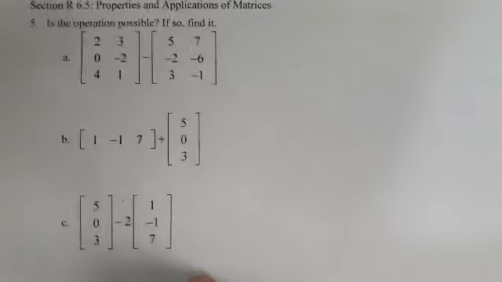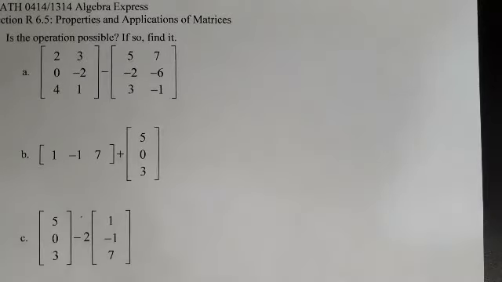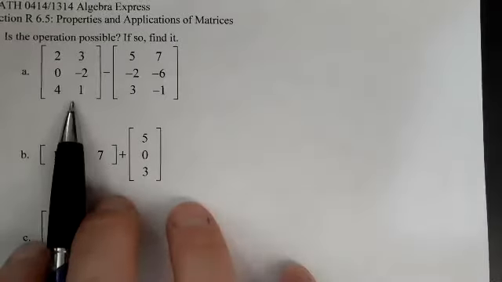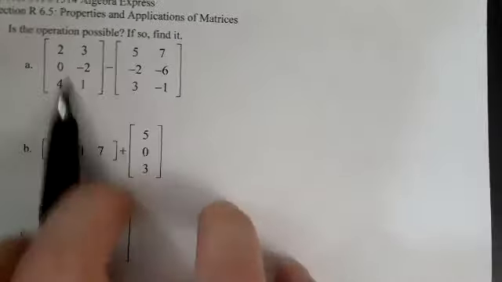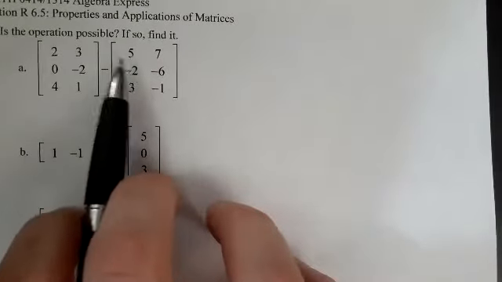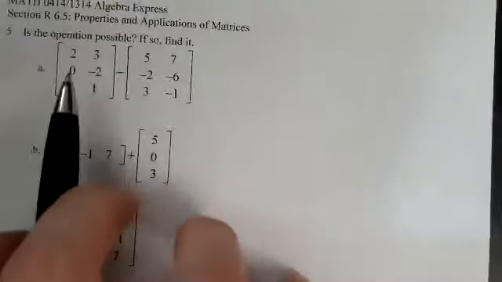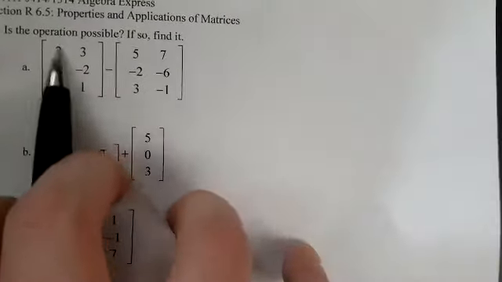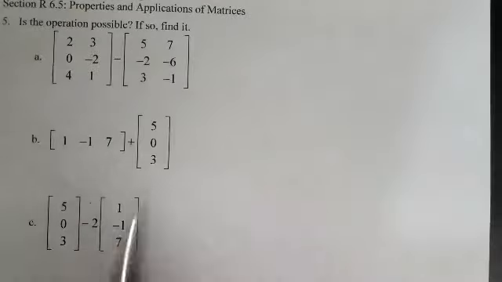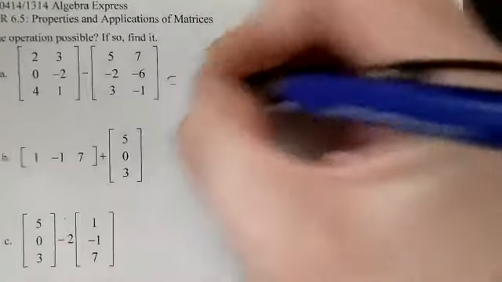So number 1, 5a, can we do this? 2 0 4 minus this matrix. So let's look at this. This is 2 by 3. I did that wrong. It's 3 by 2. I told you I'd do that wrong. Rows by columns, so this is a 3 by 2. We have to subtract corresponding entries.